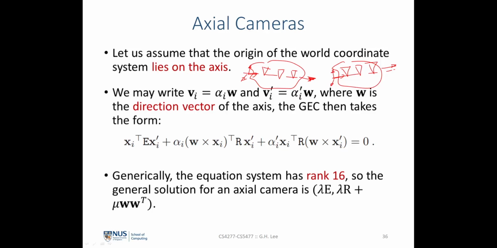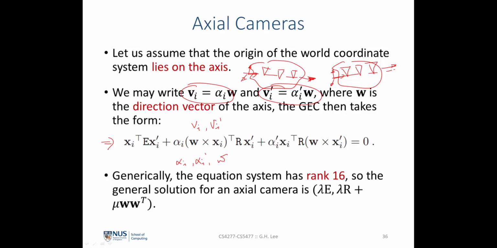And by plugging in these two V values, the camera center values, into the generalized epipolar constraint, we'll get this particular equation over here. Instead of being expressed with respect to Vi and Vi prime, now we express it in terms of alpha i and alpha i prime and W over here. So generically, we can see that this has a rank of 16.